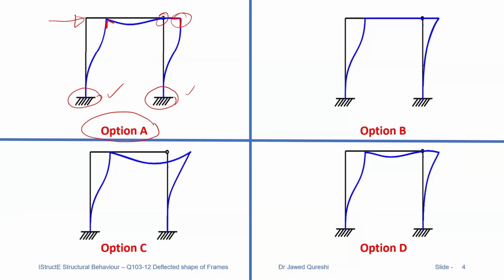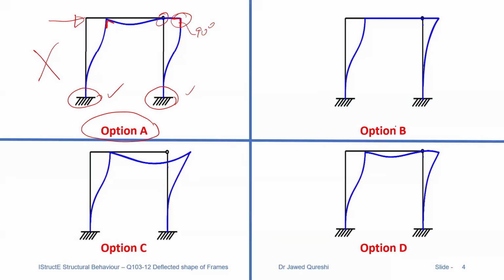An internal pin can rotate freely. It doesn't have to maintain a 90-degree angle over here. A 90-degree angle is always maintained in rigid joints, but here we don't have any rigid joint. It means that option A is incorrect.